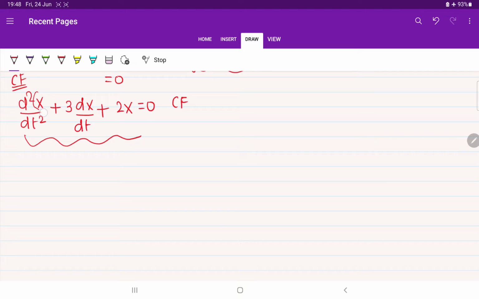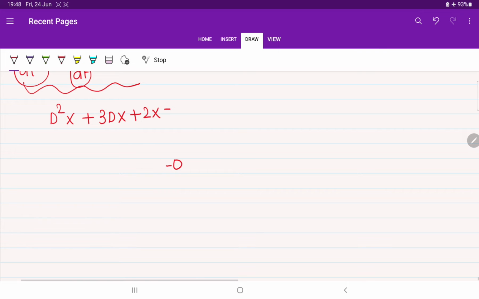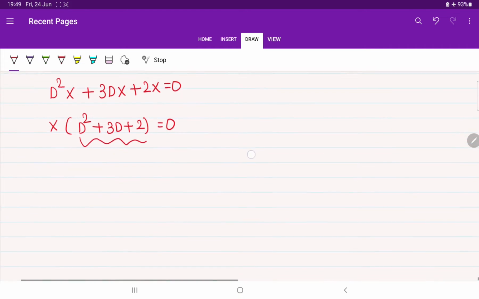From this, we replace d square by dt square with capital D square into x, plus 3 times d by dt replaced by capital D into x, plus 2 times x equal to 0. Now take the dependent variable in common outside, such that the result can be written as D square plus 3D plus 2 equal to 0. This is going to be our characteristic equation.